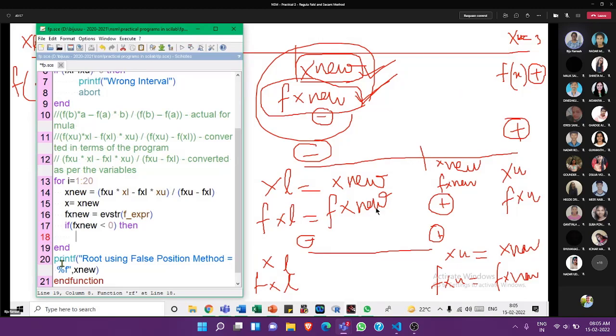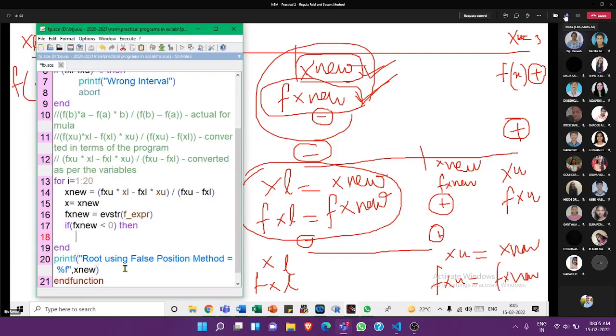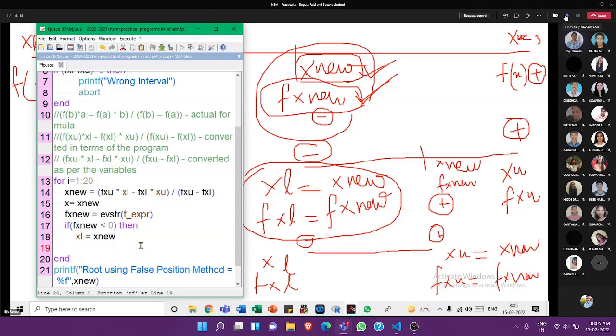So you see the PowerPoint presentation also. If it is negative, what do I have to write? This part I have to write, is it not? So I'll be writing that now. XL is equal to X new, FXL equal to FX new.